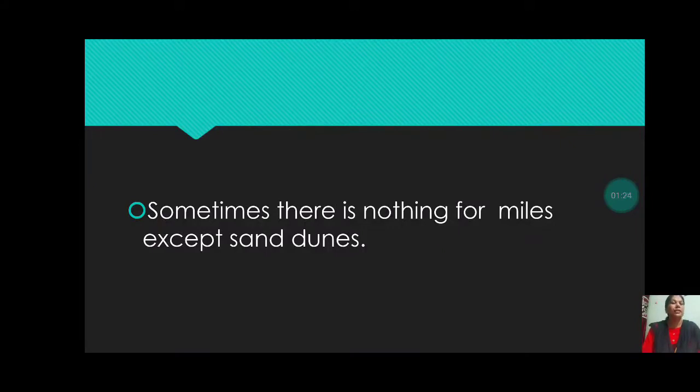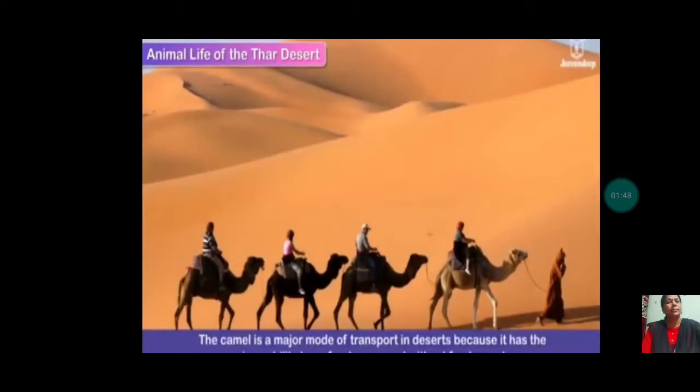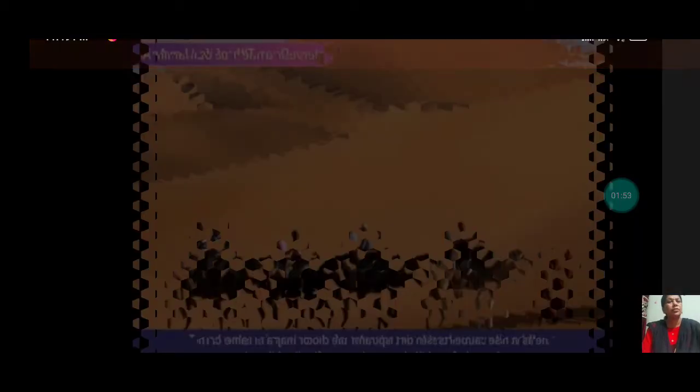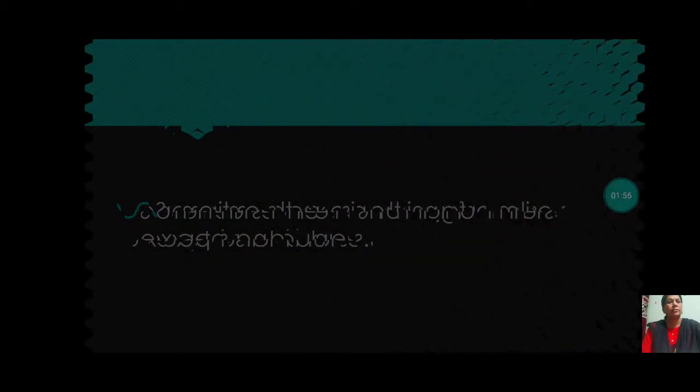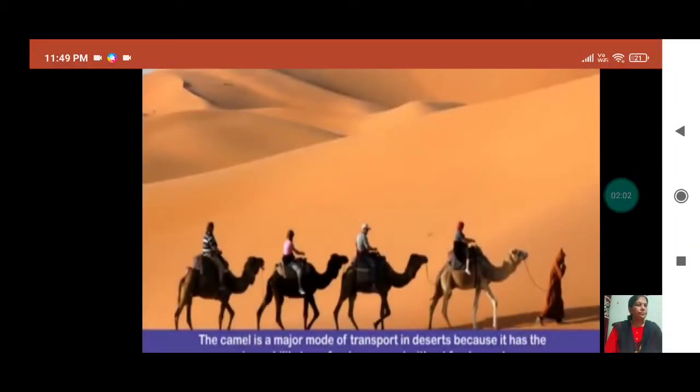Sometimes there is nothing for miles except sand dunes. Do you know, we have studied that sand dunes are made from the storms which come in the desert area, that collect sand and keep moving. They can be up to 500 meters high. You can see the pictures, children. These are the pictures of sand dunes.